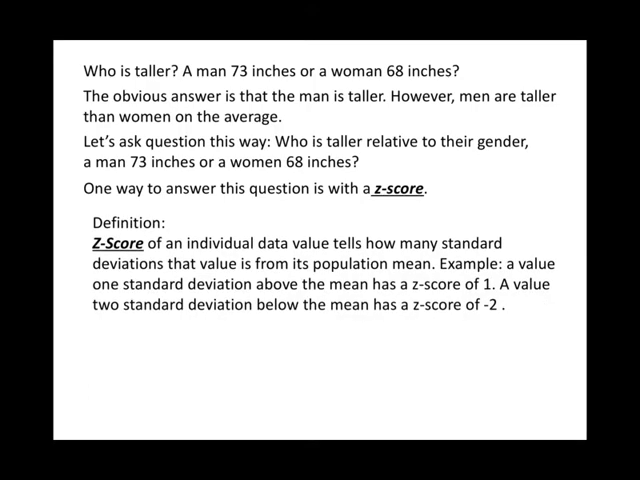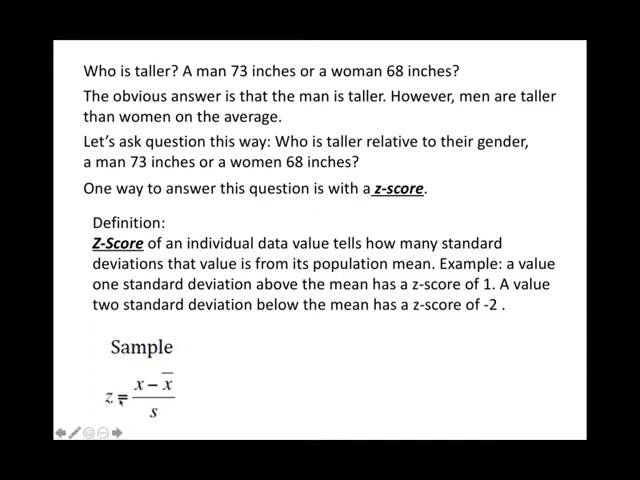So what is the z-score? The z-score of an individual data value tells how many standard deviations that value is from its population mean. For example, a value 1 standard deviation above the mean has a z-score of 1. A value 2 standard deviations below the mean has a z-score of -2. First, let's look at the formula. How can we find the z-score?